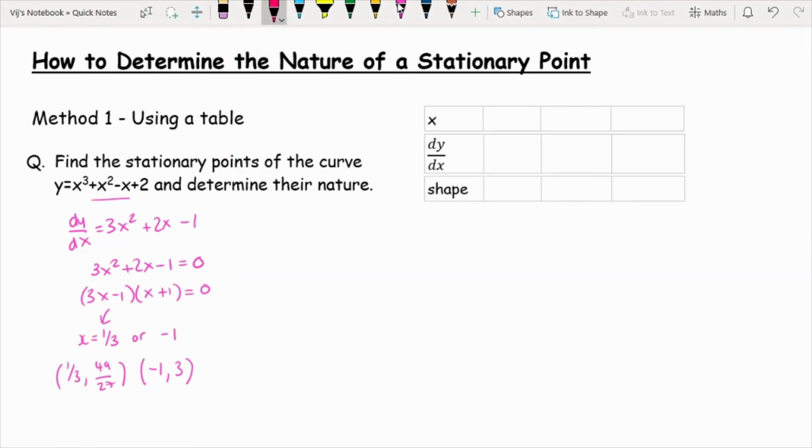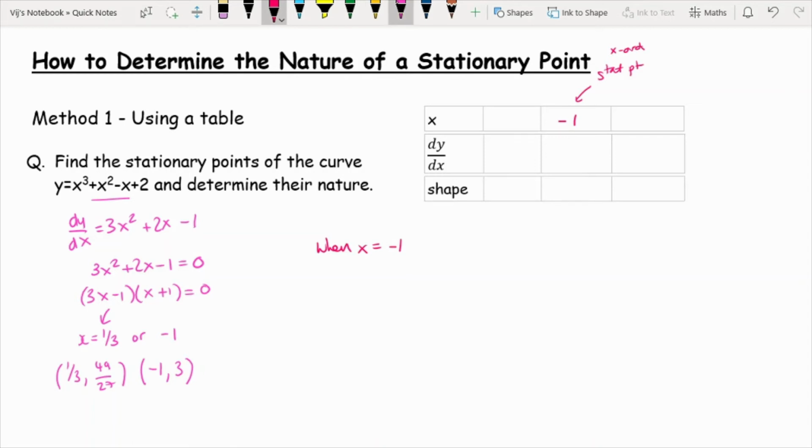Now in this table, what we're going to do is, first things first, let's start off with our first value of minus 1. So for this first one, when x equals minus 1, we're going to substitute it into this table. First things first, I'm going to write down the stationary point in the middle. So that's the x ordinate of the stationary point goes in the middle.